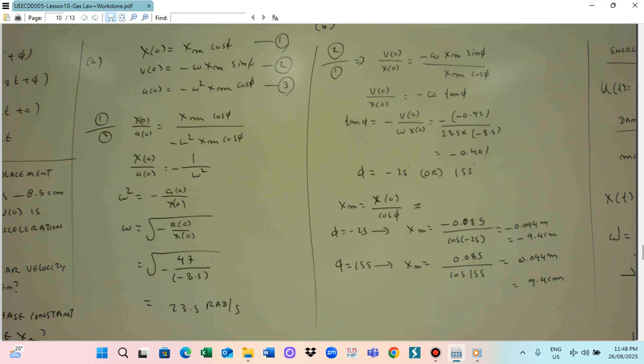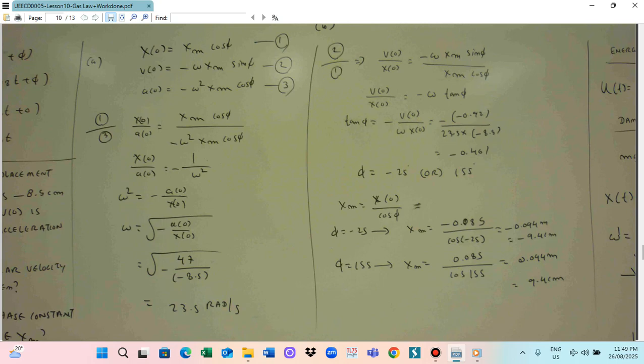So cos phi can be cancelled, h_m cancelled. So this is 1 by omega square. So the omega square can be calculated. So this equation a0 is minus omega square, so this is a minus. So omega square is equal to minus a0 by x0. Omega is equal to square root of minus a0 by x0.